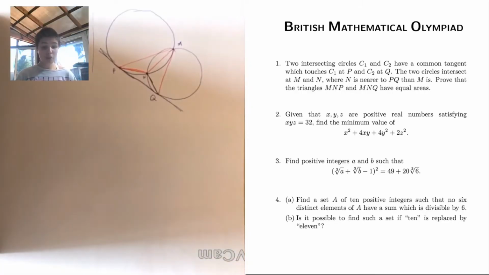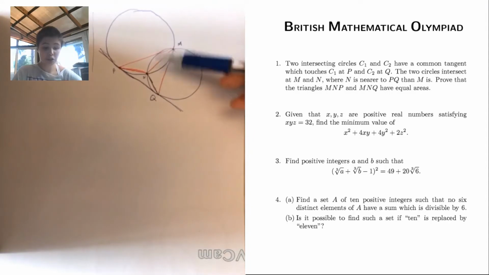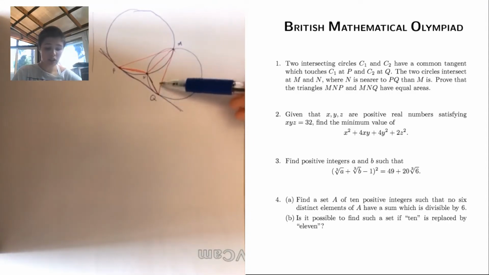So for question 1, we have two intersecting circles. They intersect at N and M, and we also have their common tangent, PQ. We want to show that the areas of the two red triangles QNM and PNM are equal.